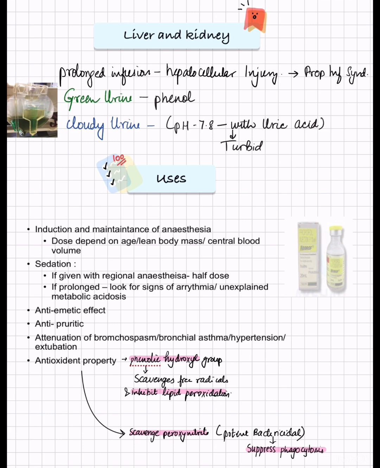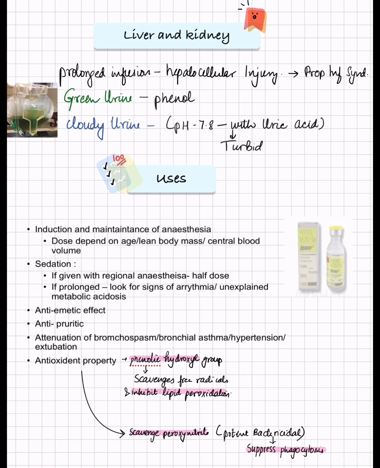Now coming to its effect on the liver and kidney. Prolonged infusion might cause hepatocellular injury, might cause propofol infusion syndrome. You might see green urine also because of the phenolic content of the propofol, and you might see cloudy urine also because it has a pH of 7.8, which combined with uric acid can cause turbidity.